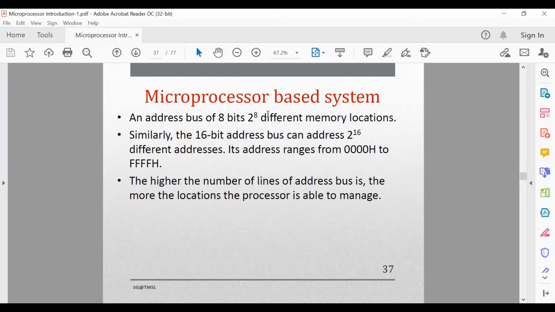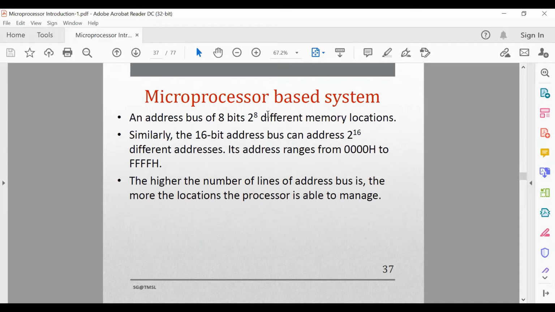If your address is 16 bit, that is 16 address lines, then the total memory space will be 2 to the power 16, that is 64 kilobytes. If you have 20 address lines, what will be the total memory space? 2 to the power 20, which is 1 MB.